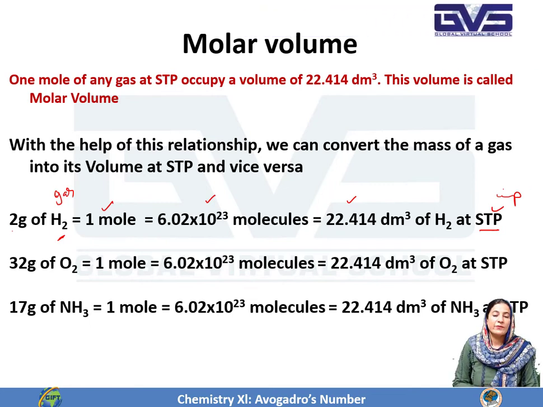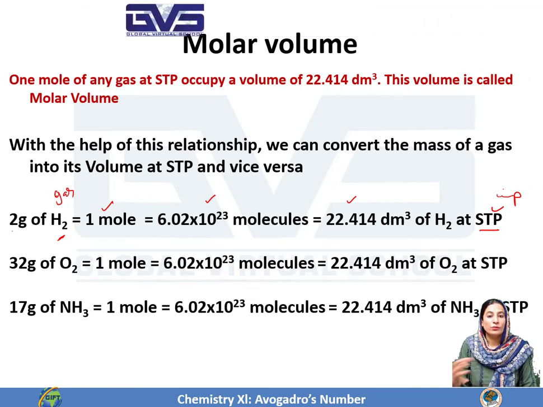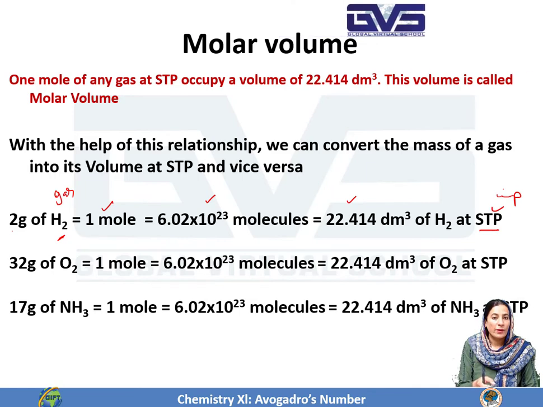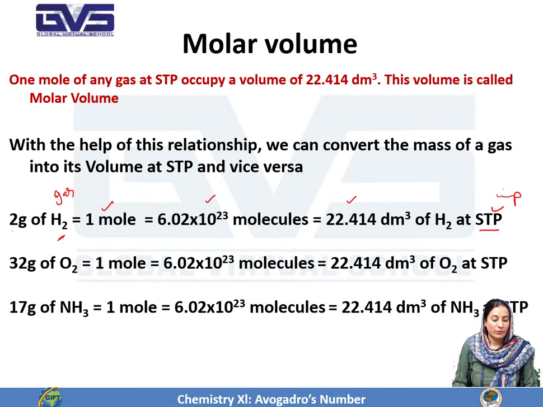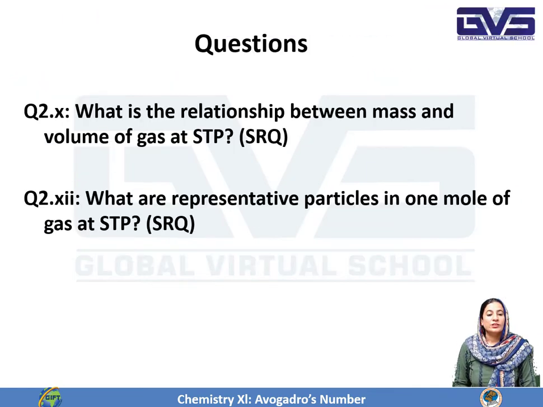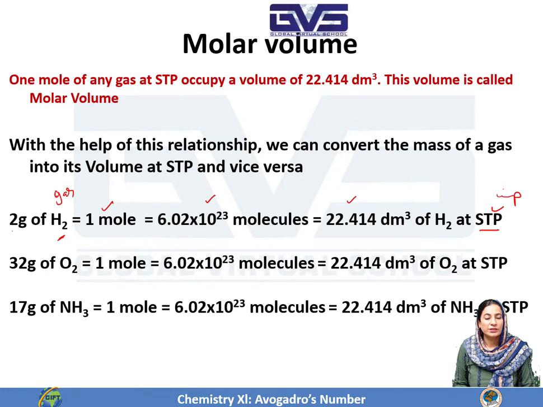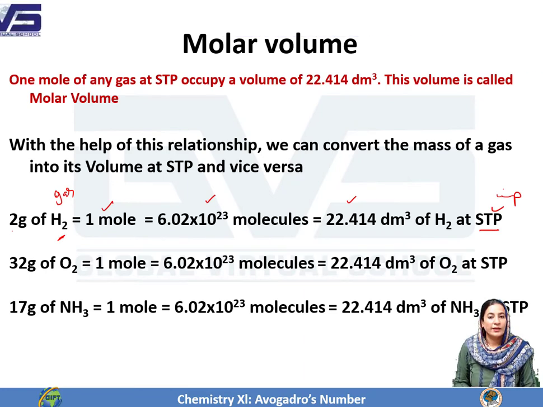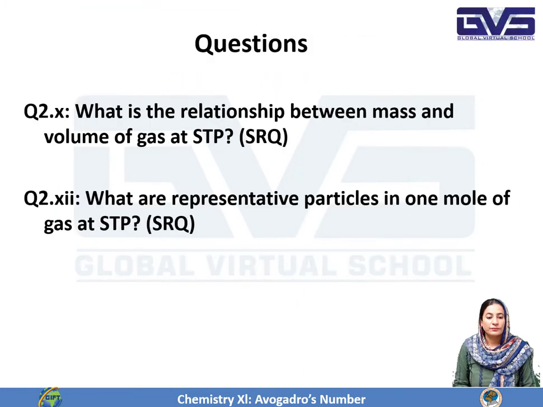So with the help of this, you can convert mole into molar volume, into Avogadro's number, into mole, and vice versa. Question: what is the relationship between mass and volume of the gas at standard temperature and pressure? So these are the relations. So you can take any example from here.